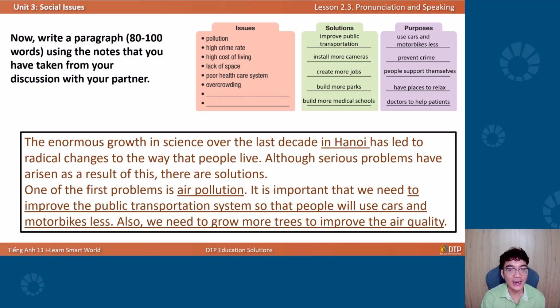So it is important that we need to improve the public transportation system, to install more cameras, to create more jobs, to build more parks, to build more medical schools, so that there are more doctors to help patients, and so on. You see? Also, we need to grow more trees to improve the air quality. So please put your ideas down and write a paragraph like that. Now, please show me your paragraph.